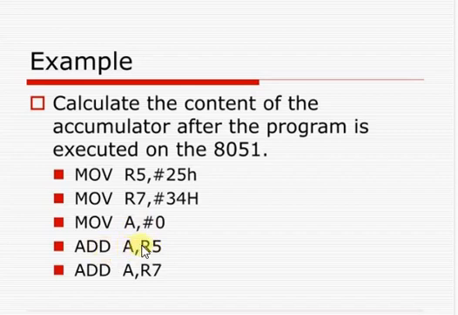Then add A, R5 means 0 plus the R5 value 25H. Therefore the value is 25H. Then add A, R7. Then 25 plus 34 is added. That is, 59 is the value. After this program is executed, the value of the accumulator is 59.